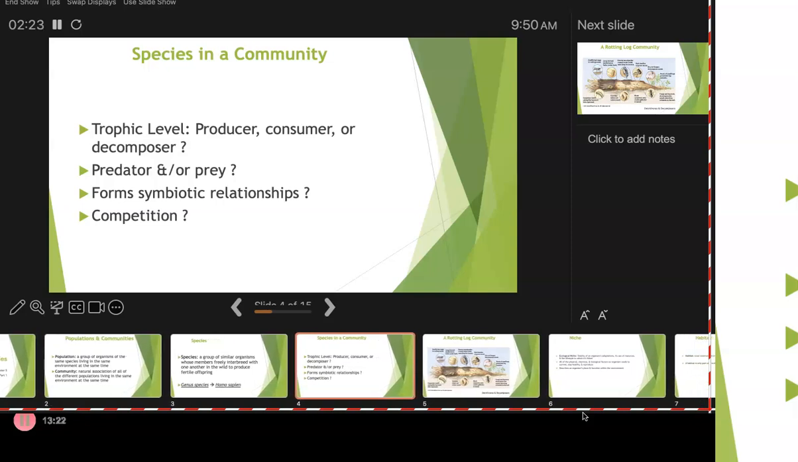Okay, so when we talk about a species in a community, we are, again, sharing a lot of words that we used in the last lecture. Trophic levels coming back. Okay? Is the species a producer? Is it a consumer? Is it a decomposer? Wrapped into that, is it predator or prey?